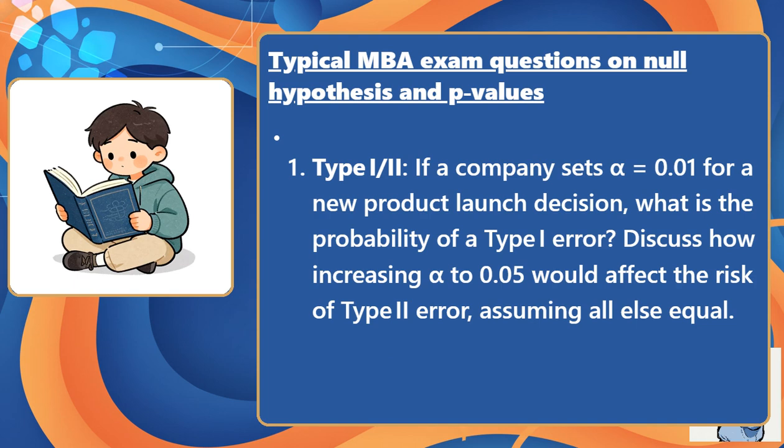4. Type I/II: if a company sets alpha equals 0.01 for a new product launch decision, what is the probability of a type I error? Discuss how increasing alpha to 0.05 would affect the risk of type II error, assuming all else equal.